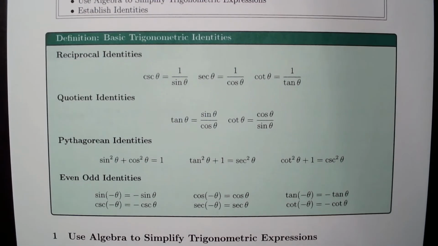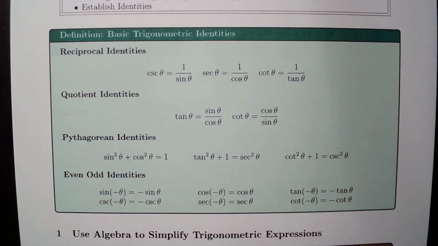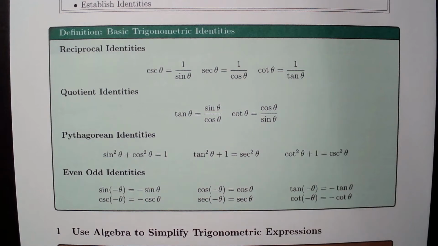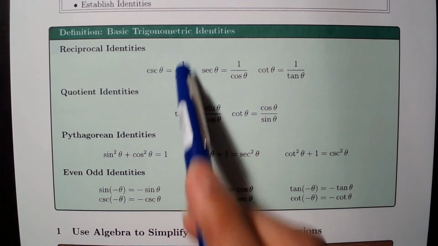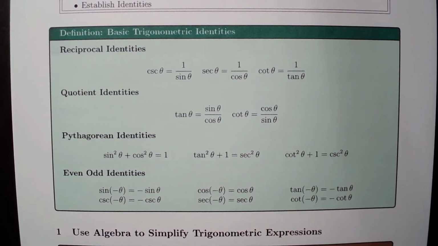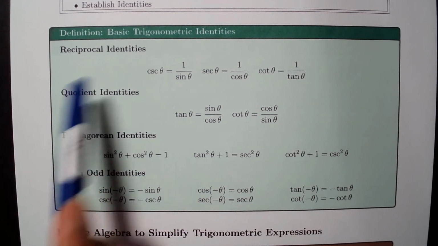Alright, so first of all, let's recall the basic trigonometric identities. We have here the reciprocal identities: cosecant is 1 over sine, secant is 1 over cosine, cotangent is 1 over tangent. And then we're going to name other identities.